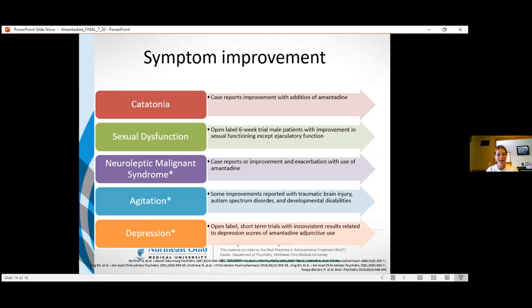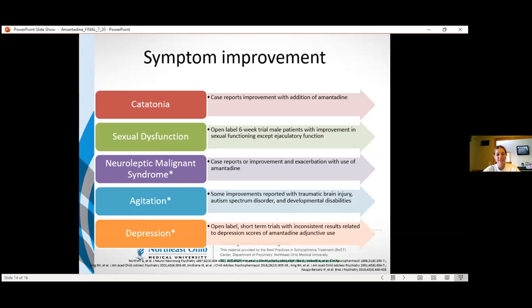So an interesting population to think about. If they are starting amantadine, or if they're suffering from those symptoms and not improving, it's another potential option that we may have. Maybe a little further down the treatment regimen, but interesting nonetheless.